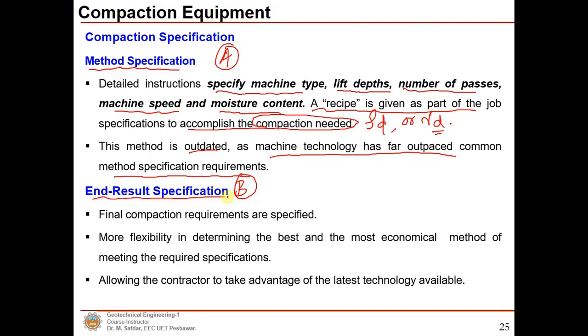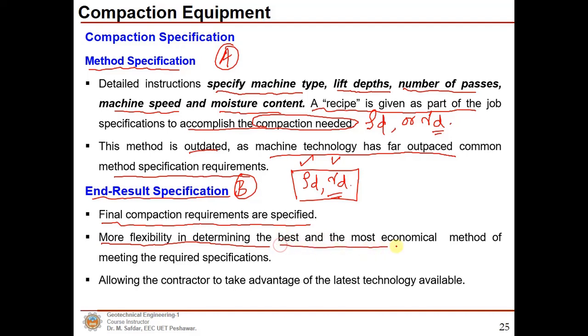Nowadays, end result specification is desired. For example, if you want to achieve the dry density or the dry unit weight of that particular soil, we don't worry about what type of roller they are using, but we care about the end result specification, which are the dry density and the dry unit weight. So final compaction requirements are specified. It gives more flexibility in determining the best and the most economical method of meeting the required compaction specification. This will allow the contractor to take advantage of the latest technology available.